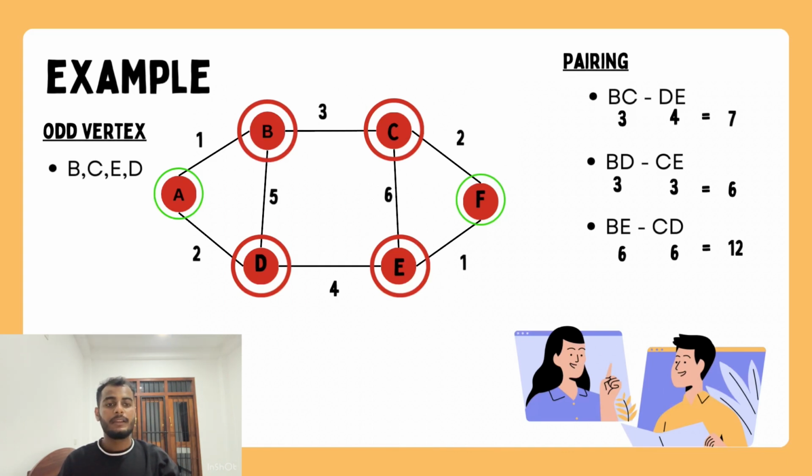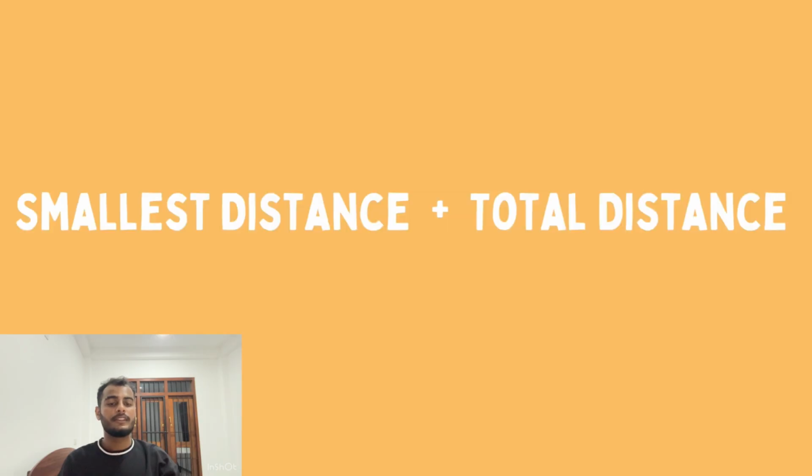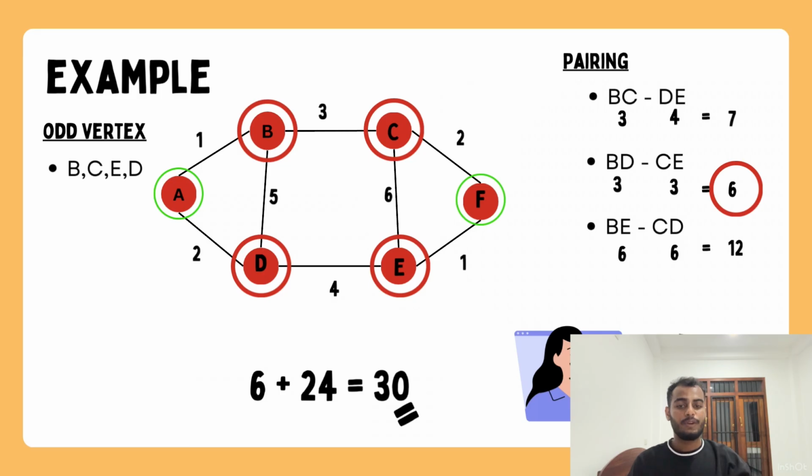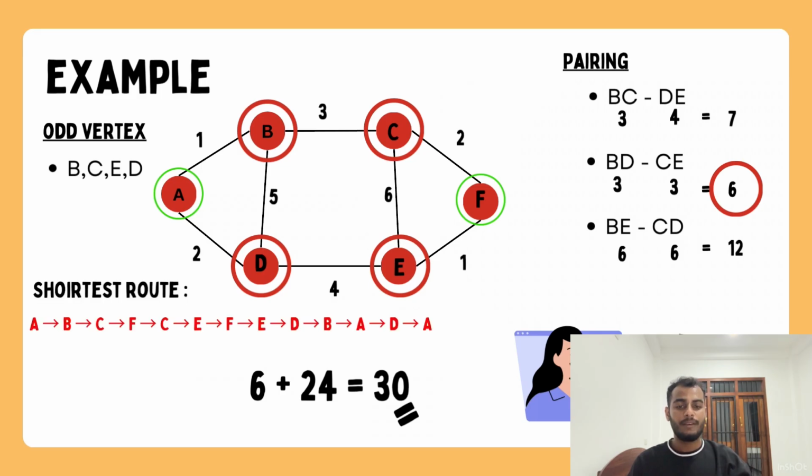Now we should add the total distance plus the smallest distance, which means we should add 6 plus the total distance. The total distance is 24. After adding it, we get the value 30. And so the Chinese Postman problem is solved. The shortest route is A to B, B to C, C to F, F to C, C to E, E to F, F to E, and E to D, and D to B, and B to A.